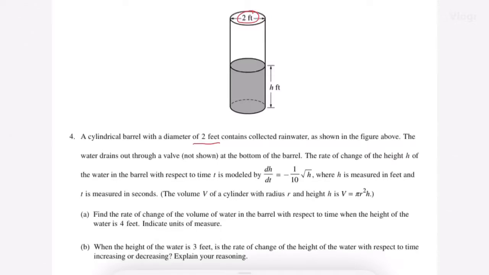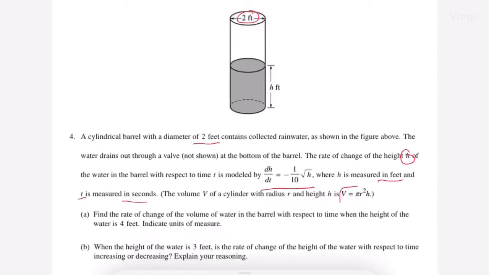The water drains out through a valve at the bottom of the barrel. The rate of change of the height h of the water in the barrel with respect to time is modeled by dh over dt equals negative 1 over 10 square root of h. It is negative, the rate should be negative. That means the amount of water is decreasing, it's draining. Here h is measured in feet and t is measured in seconds.